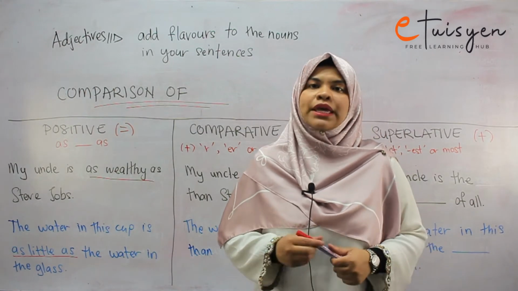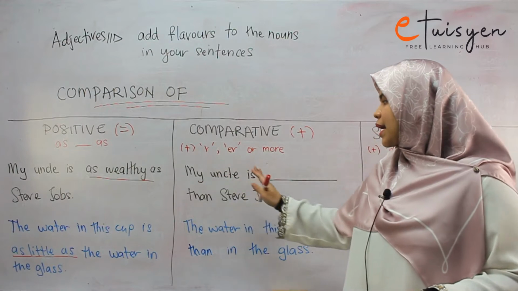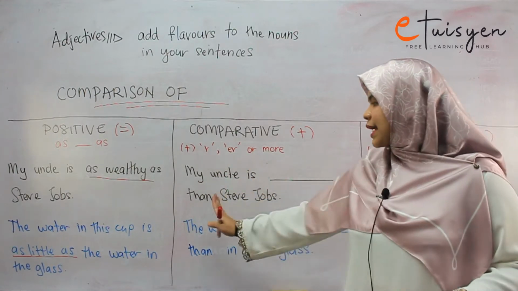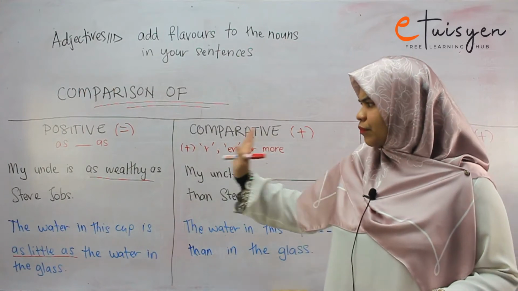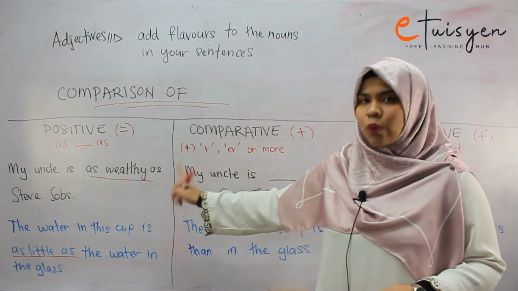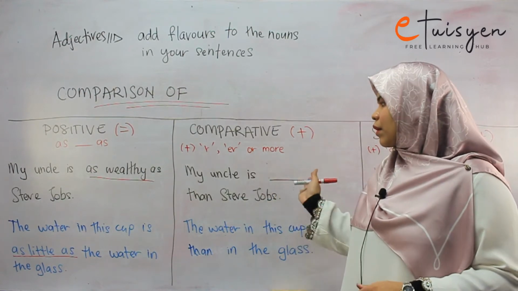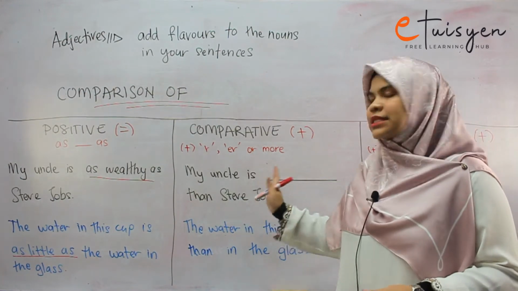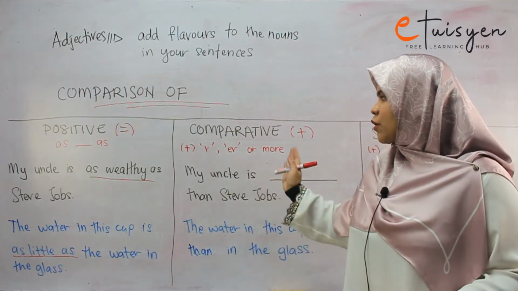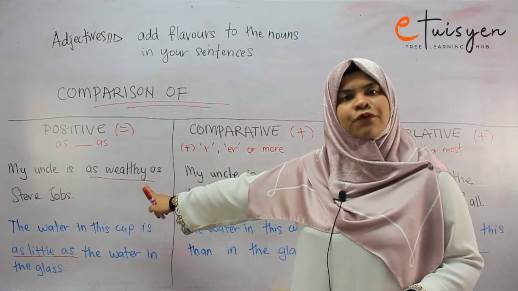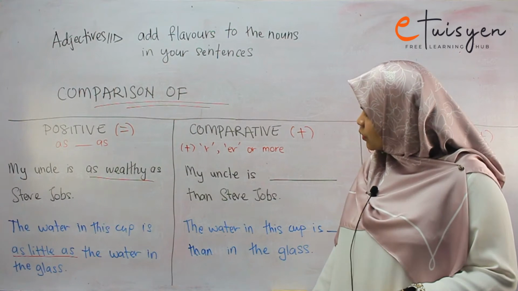Okay, now in this example that I use here, my uncle is blank than Steve Jobs. So what is the comparative for wealthy? If it's more than Steve Jobs. If I say that my uncle has more money than Steve Jobs, what is the form of comparative for wealthy? Should I just add R? Or should I just use more?